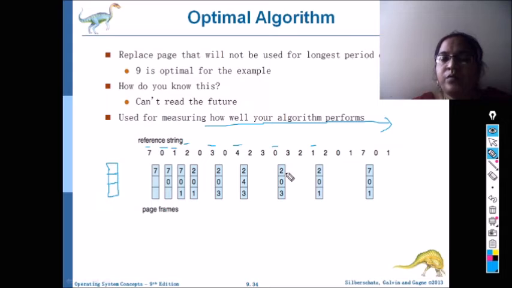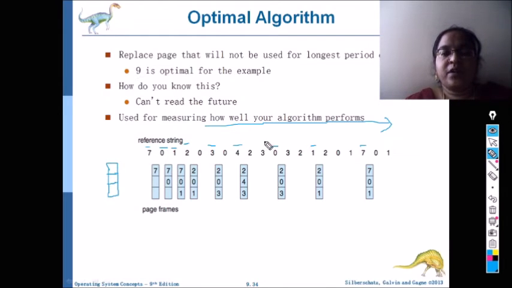Now among 2, 0 and 3, which will not be used for the longest duration of time? 2 is used, 0 is used, 3 is not at all used. So we can replace 3 by 1. Now for 2 there is no page fault, for 0 there is no page fault, for 1 there is no page fault, for 7 there is a page fault. Now among 2, 0 and 1, 0 and 1 are used, 2 is not at all used, so you can replace this by 7. Now you start counting: 1, 2, 3, 4, 5, 6, 7, 8, 9.